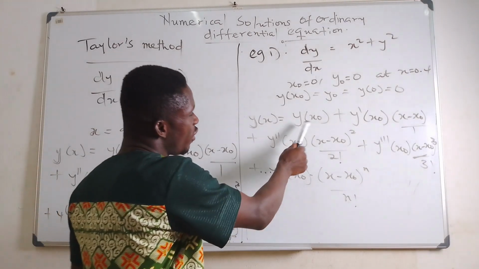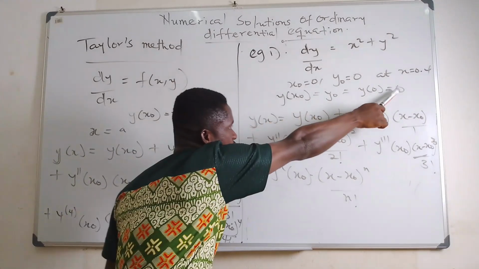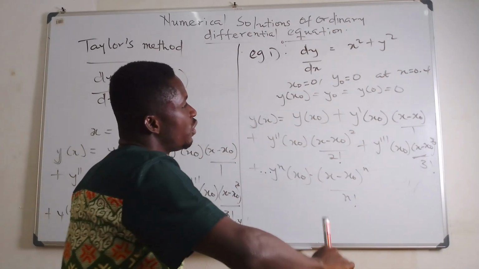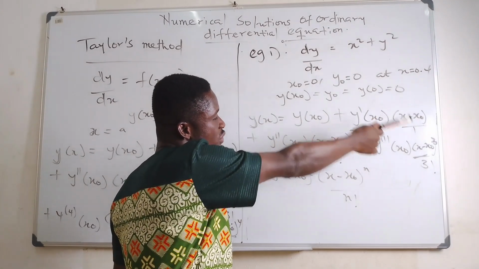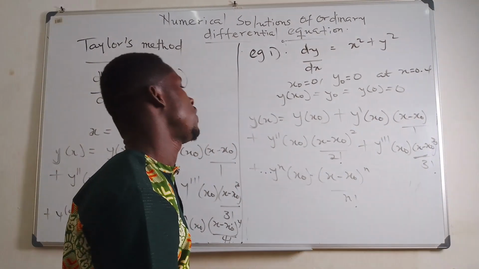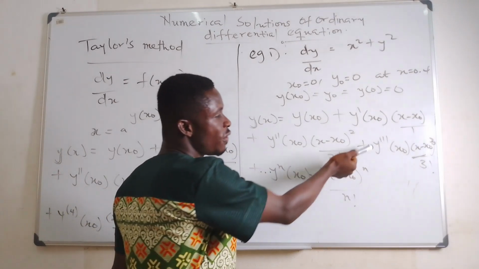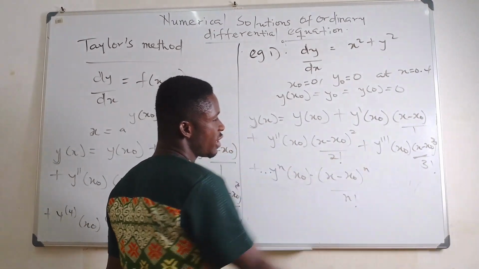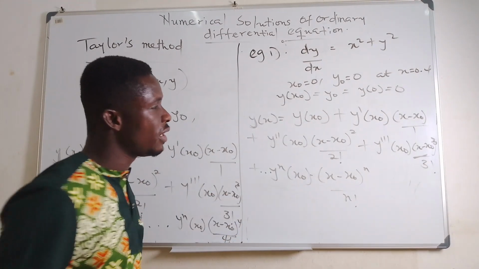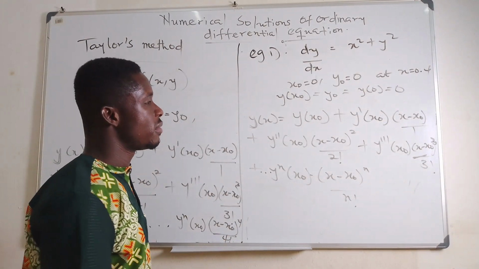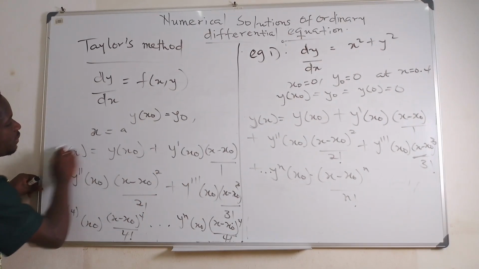Now we know y(x0). y(x0) is 0. We don't know y'(0), y'(x0). So we need to solve for y'(x0) and also solve for y''(x0) and y'''(x0), so that you place in the values for the respective variables. So now let's start solving it.